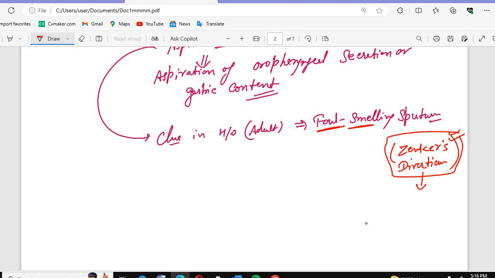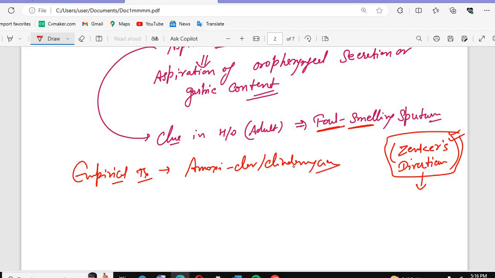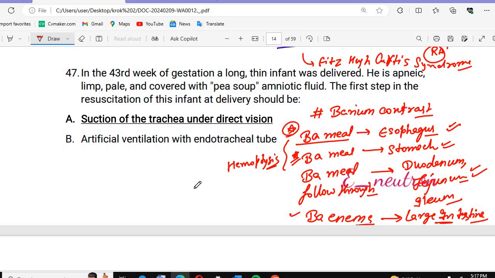And the treatment, like for any pneumonia, we studied the empirical treatment: amoxicillin, clavulanic acid, we can give clindamycin, and all these things we can give in case of aspiration syndromes. Okay, so I hope this is done. Does anyone have any doubt? If not, let's continue with the next one.